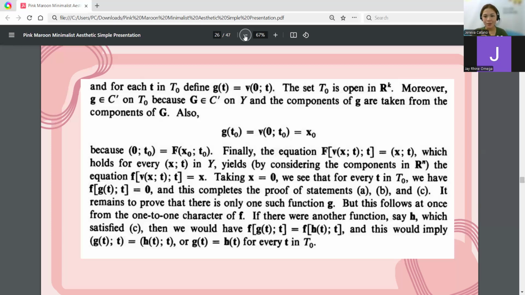Okay. So it remains to prove that there is only one such function g, but this follows at once from the one-to-one character of f. If there were another function, say h, which satisfied C, then we would have f(g(t), t) = f(h(t), t), and this would imply g(t) = h(t) for every t in T₀. Okay, please next.